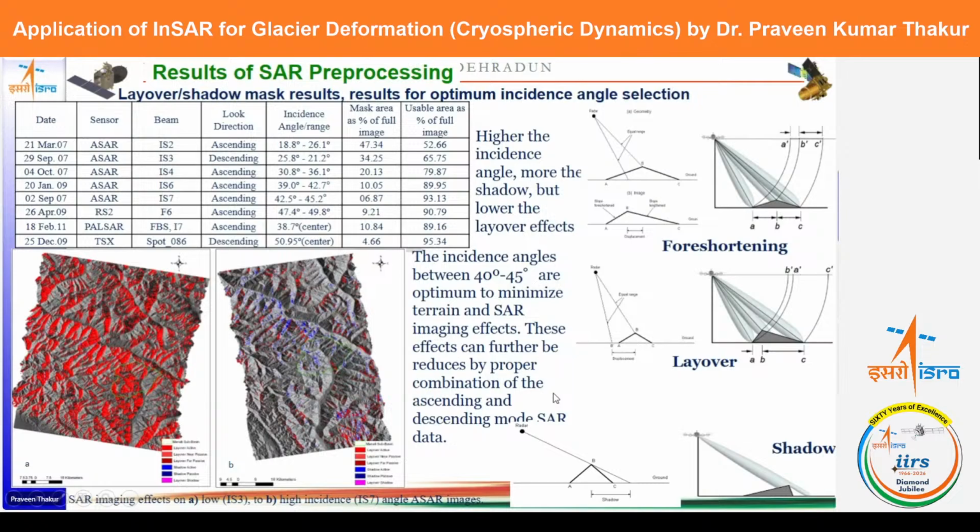So in the mountainous region, we have to select a typical incidence angle, ideal being 40 to 45 degrees, so that we avoid the layover and shadow. And sometimes even at such incidence angle that may not be avoidable. So what we do, we combine ascending and descending passes to get the maximum coverage in the mountainous region to avoid layover, foreshortening, and the shadow aspects.